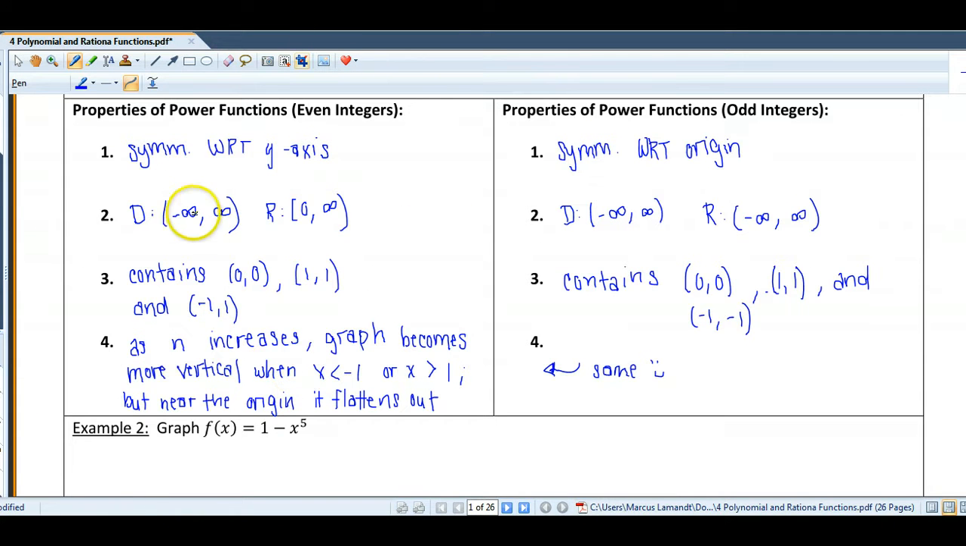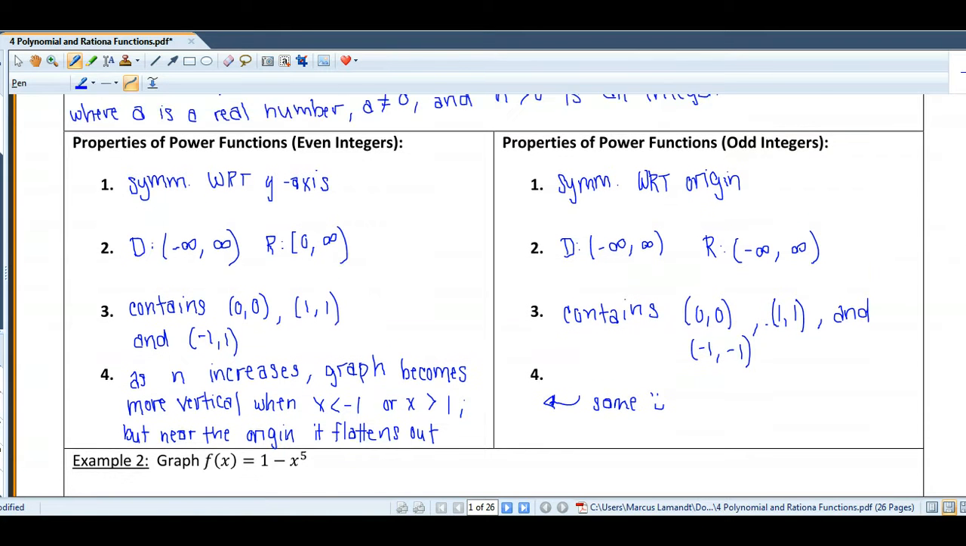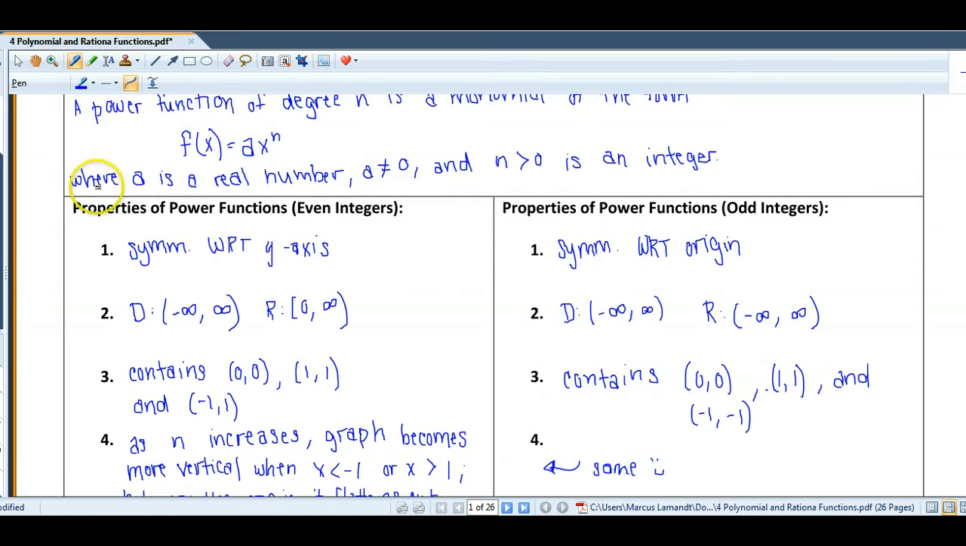Alright, some properties of power functions. When you have an even integer, so if you have x squared, x to the fourth, x to the sixth, something like that, you're going to have a graph that's symmetric with respect to the y-axis. Remember, WRT stands for with respect to. The domain is going to be all real numbers, and the range is going to be the set of non-negative real numbers, so from 0 on to infinity. The graph will always contain (0, 0), (1, 1), and (negative 1, 1).